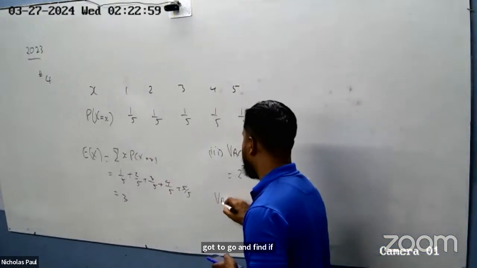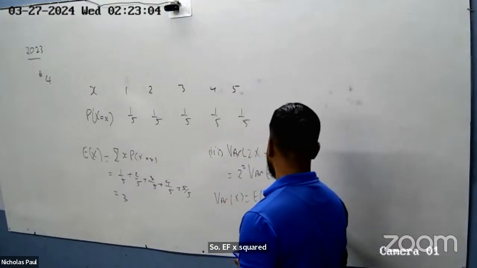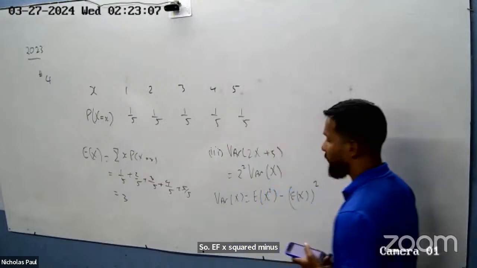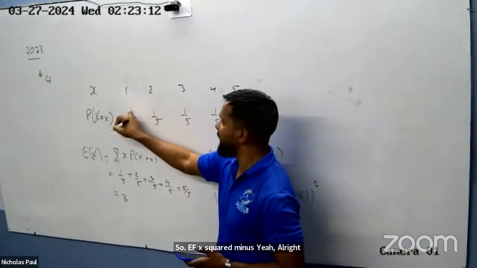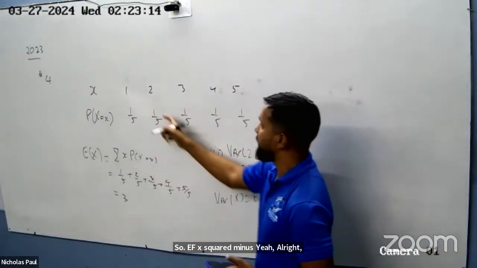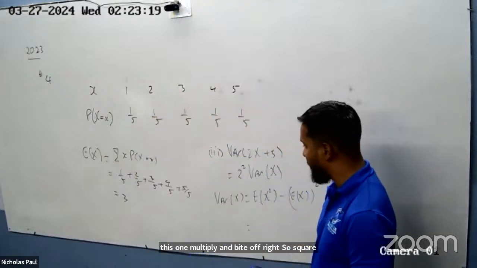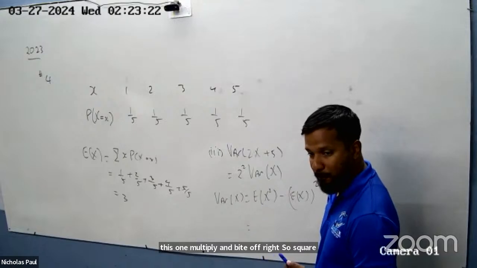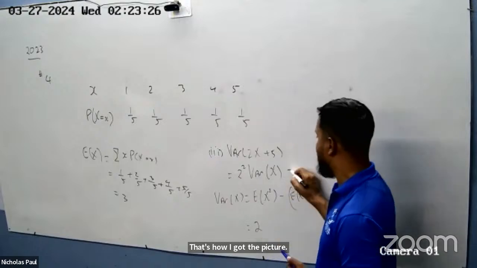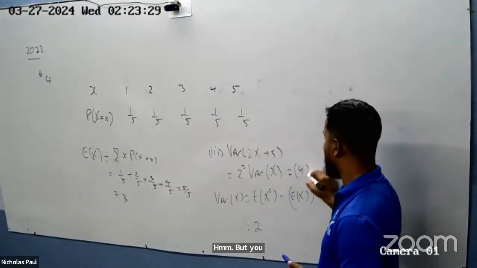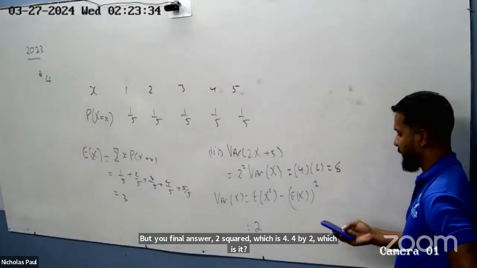Remember that the variance of x is E of x squared minus E of x all squared. Right? How do you work out x squared? You square this and multiply by that, right? So you square this, multiply by this, square this, multiply by this. Same thing from unit 1. But you have to pick the variance 2. So the final answer is 2 squared, which is 4, times 2, which is 8. Right? 4 times 2, which is 8.